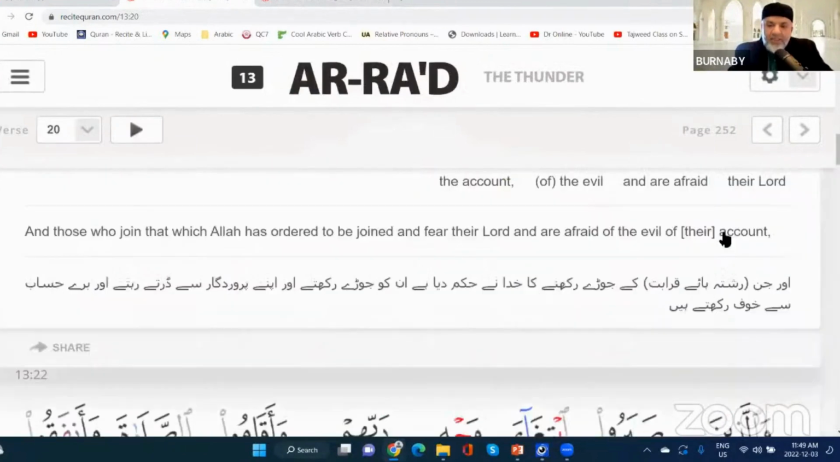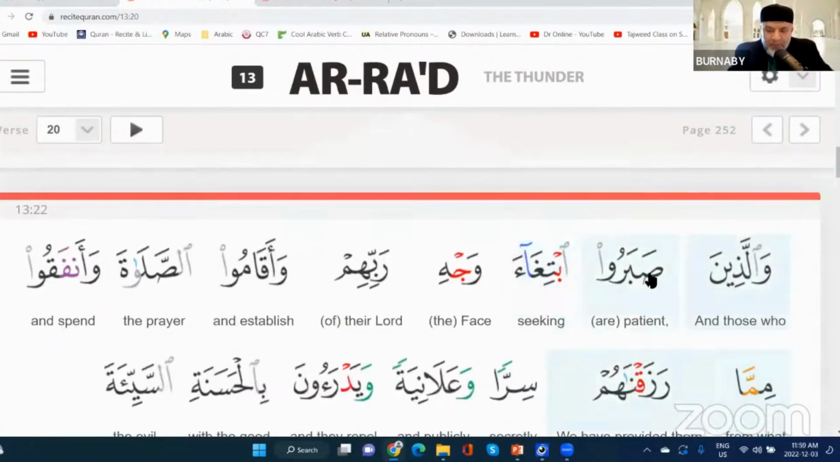Yes. Wallazina sabaru. What is sabaru? Are patient. And those who are patient, ibtigha'a wajhi rabbihim, seeking the face of their Lord. What is the meaning of seeking the face of their Lord? Seeking the pleasure of Allah subhanahu wa ta'ala. Sometimes when you are doing something, what is behind the scene? What is your motivation? When you're giving charity to somebody, when you're forgiving somebody, when you're doing a good job. Why? Because in the back of your mind, you want Allah subhanahu wa ta'ala to be happy with you. Yeah.